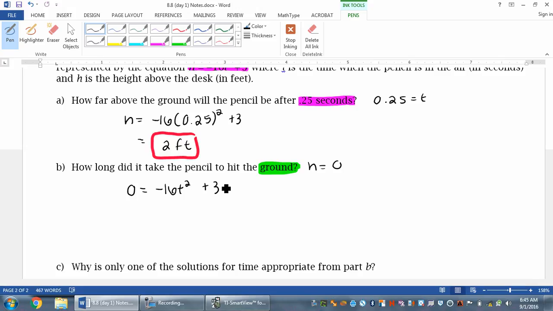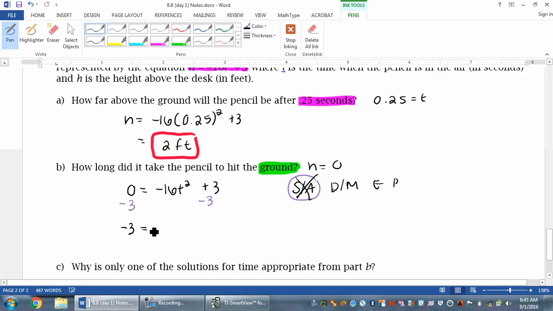But if you notice, you don't have a linear term. I see a constant, a quadratic, another constant. So let's go ahead and do inverses. Let's go ahead and cancel everything that's being added to the bracket. I have negative 16 times t squared plus 3. So I do, it's 3. Start with adding and subtracting, so negative 3 is equal to negative 16 t squared.